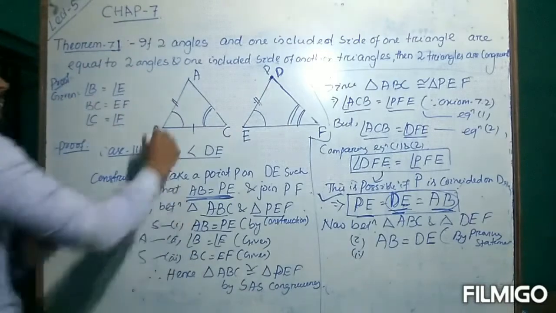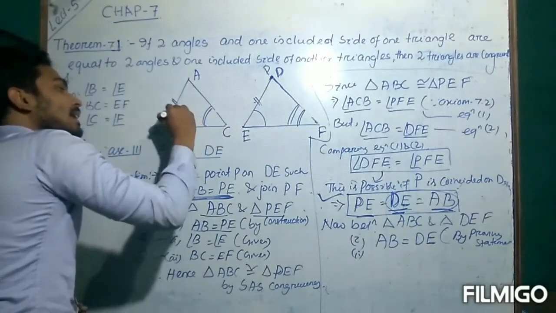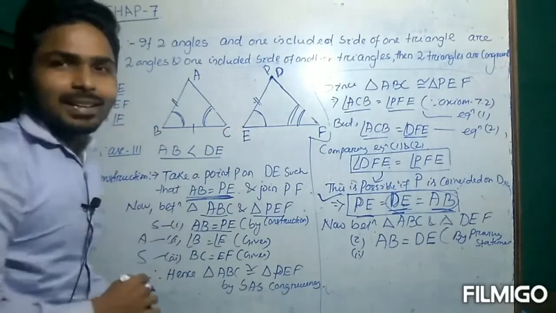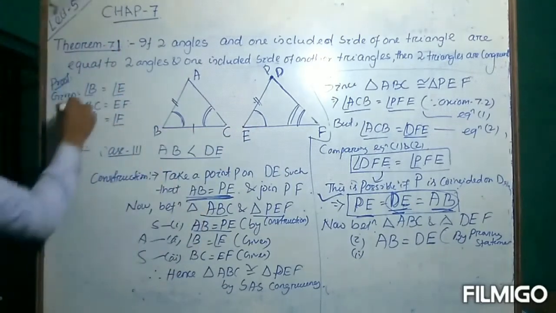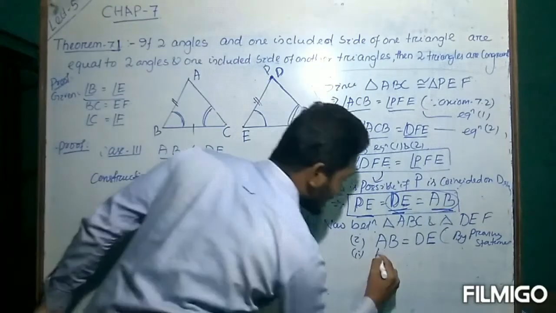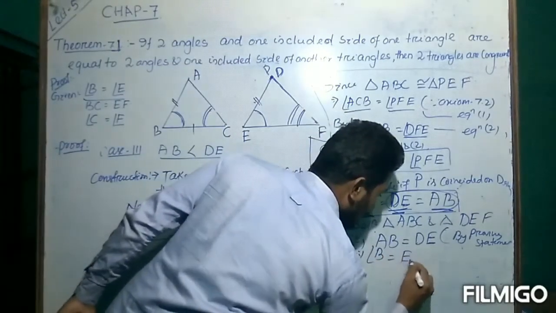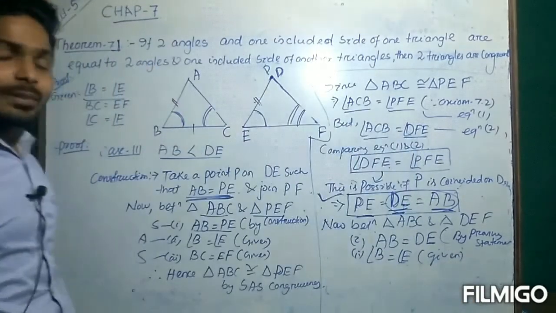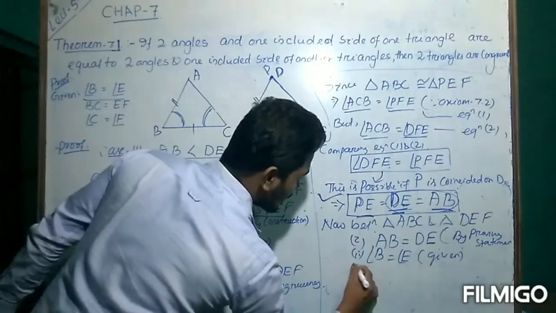Second thing, you can write by proved or by proving statement. Right. Second thing, in this triangle, this angle is equal to this angle. Why this angle is equal to this angle? Because it is given here: angle B is equal to angle E. It is given. So we can easily write that angle B is equal to angle E. It is given. Understood?